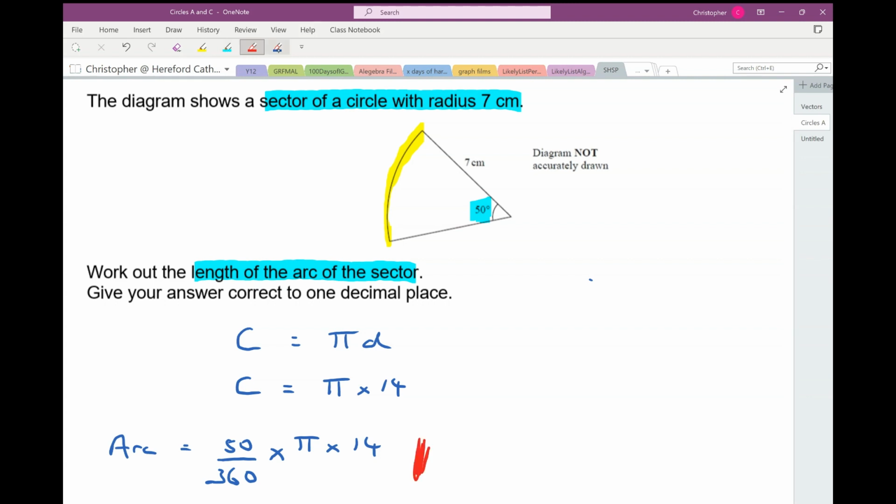And so what I need to do now is to put that in my calculator. It carefully does it, and I get the answer 6.108 on my calculator. So give that to one decimal place. The answer is 6.1 centimetres.